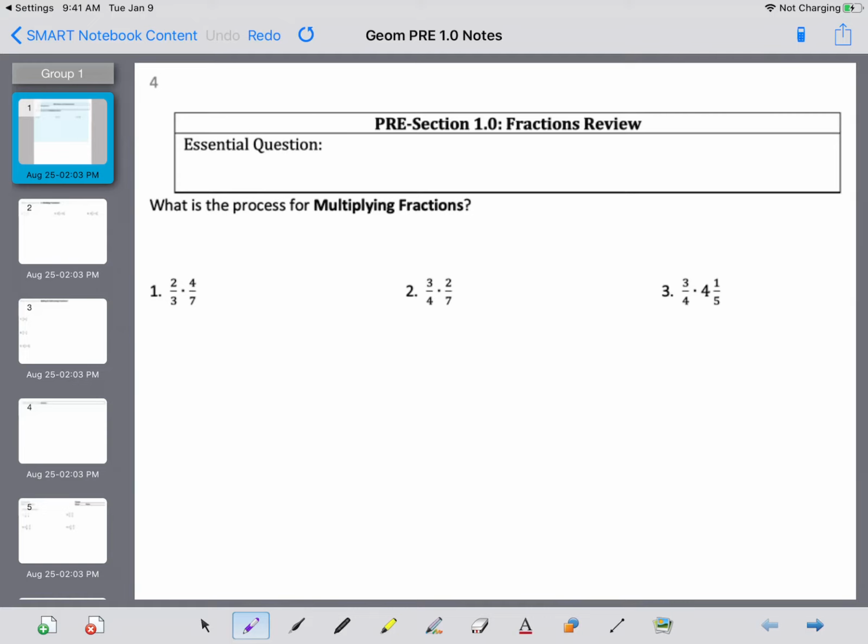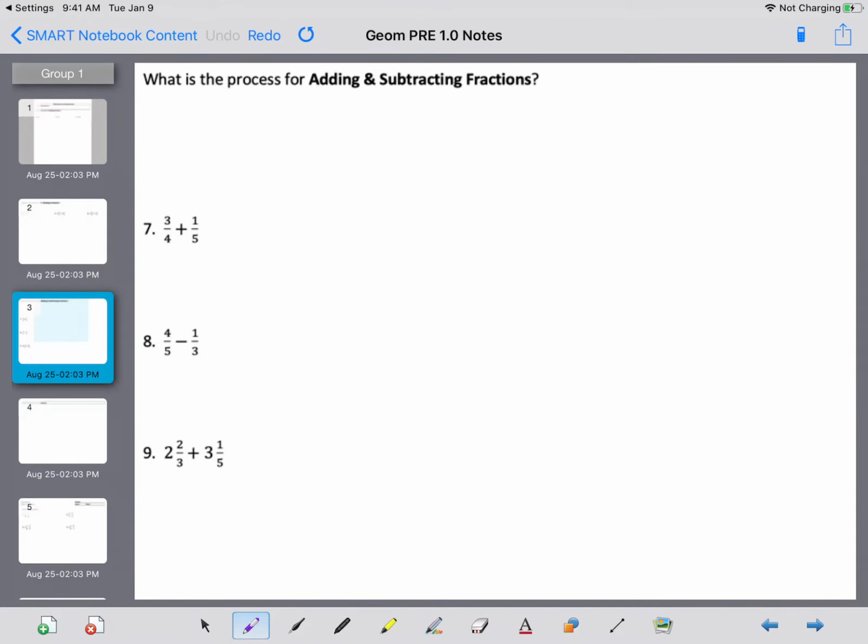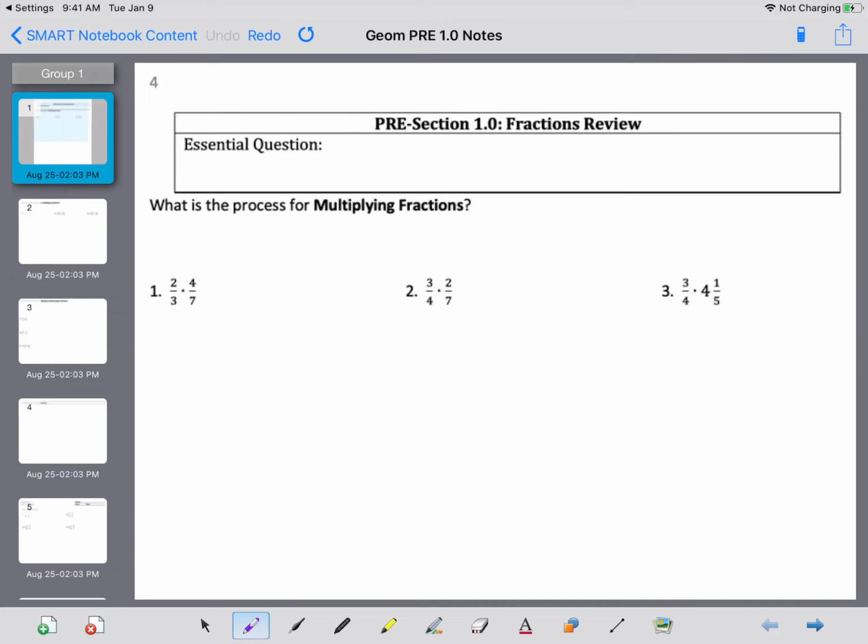So that's actually probably, if you look through the lesson, to come up with your essential question, notice we're going to multiply fractions, divide fractions, and then add and subtract fractions. So I would say a good essential question would be, how do I multiply, divide, and then add and subtract fractions?